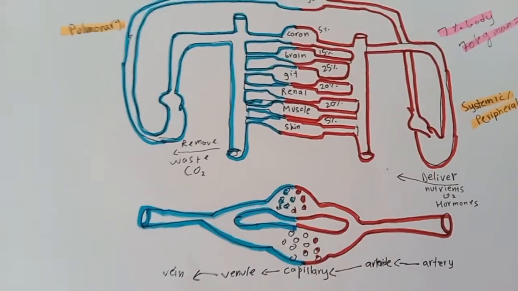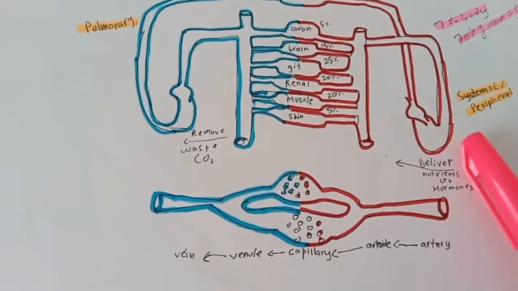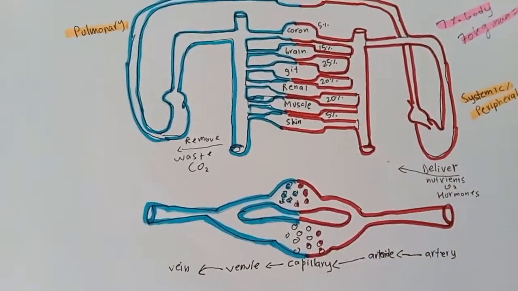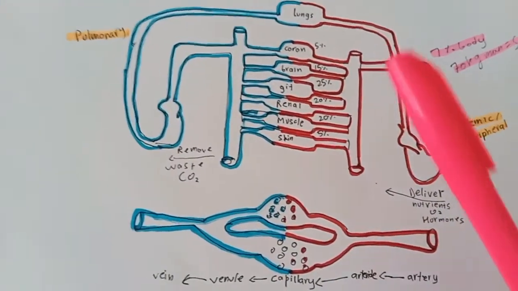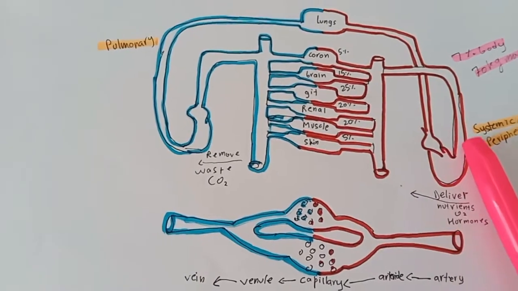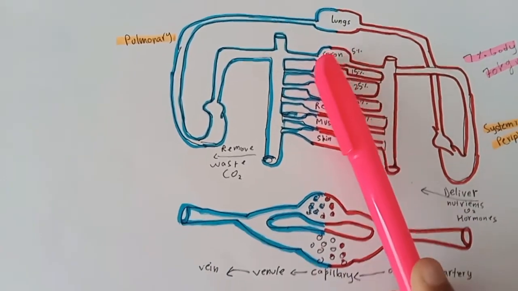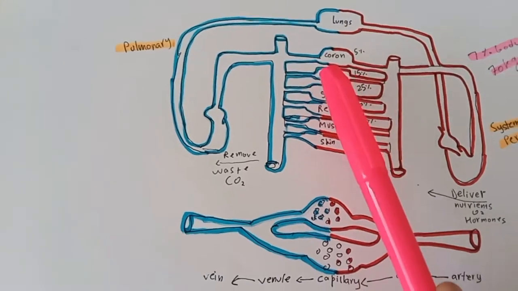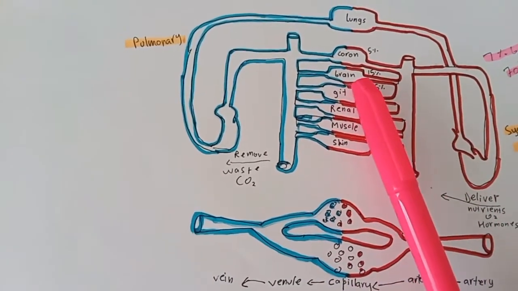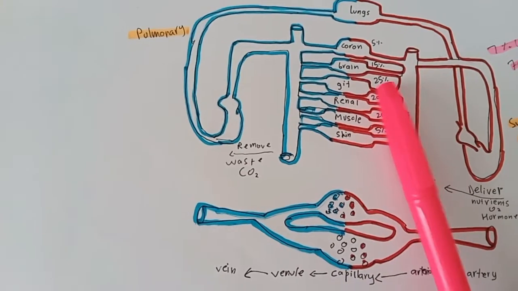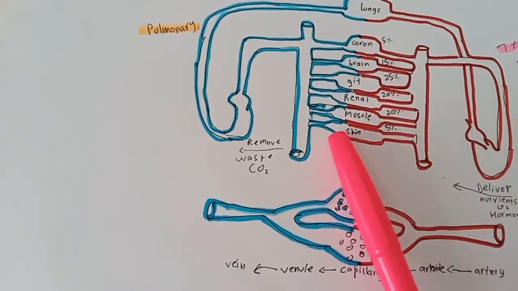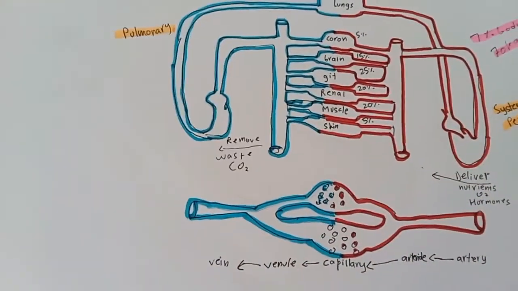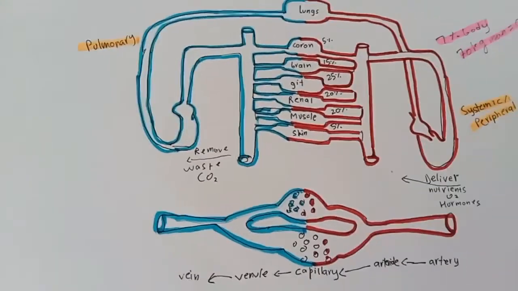So if you calculate it, in around 1 minute, the heart pumps around 5 liters of blood around the whole circulatory system. So 5% of the blood that's pumped from this left part of the circulatory system goes to the coronary arteries, which is the heart itself, and 15% goes to the brain, 25% goes to the gut, 20% goes to the kidneys, 20% goes to the muscle, 5% goes to the skin, and the rest, 10%, goes to other tissues of the body.